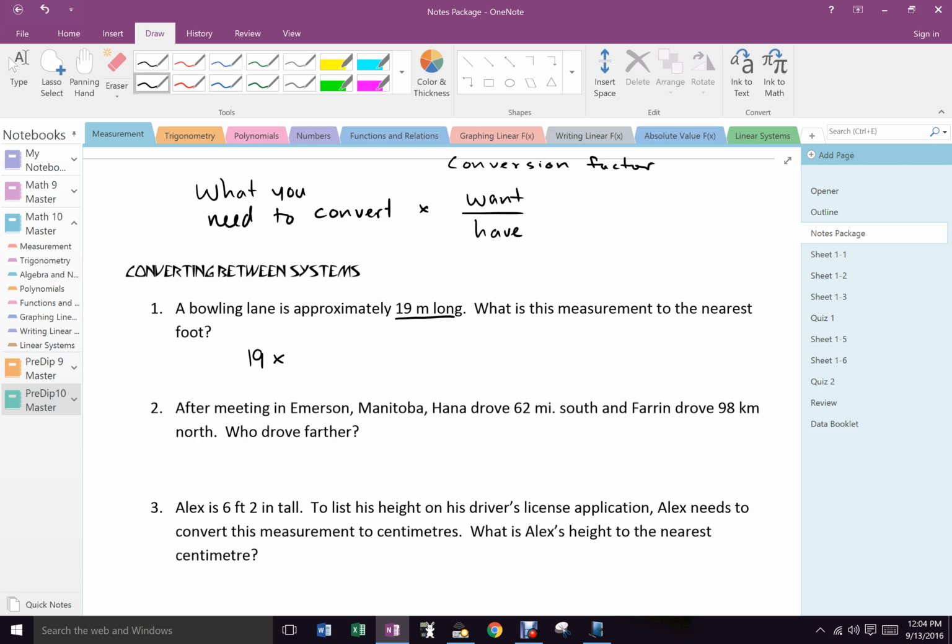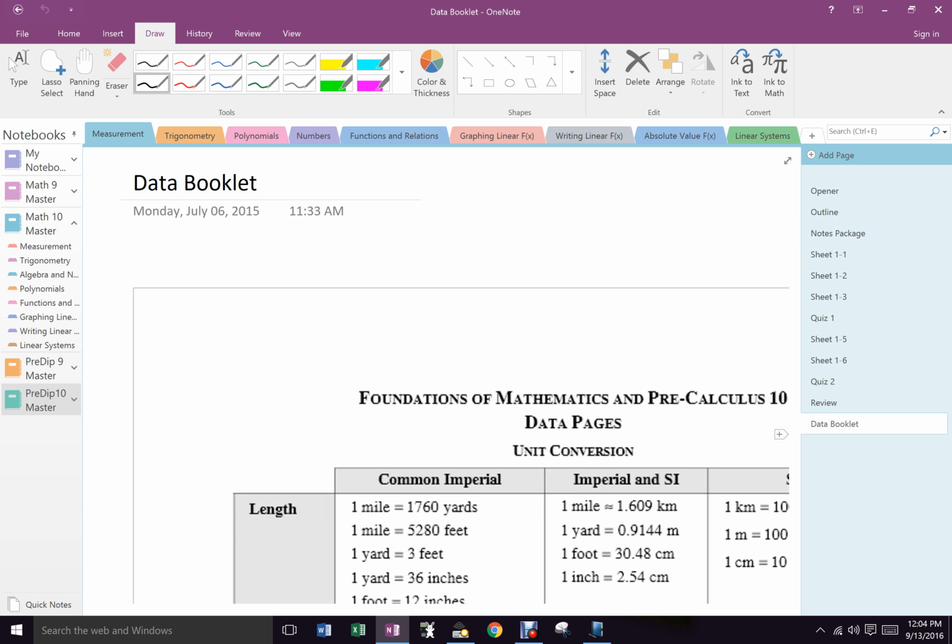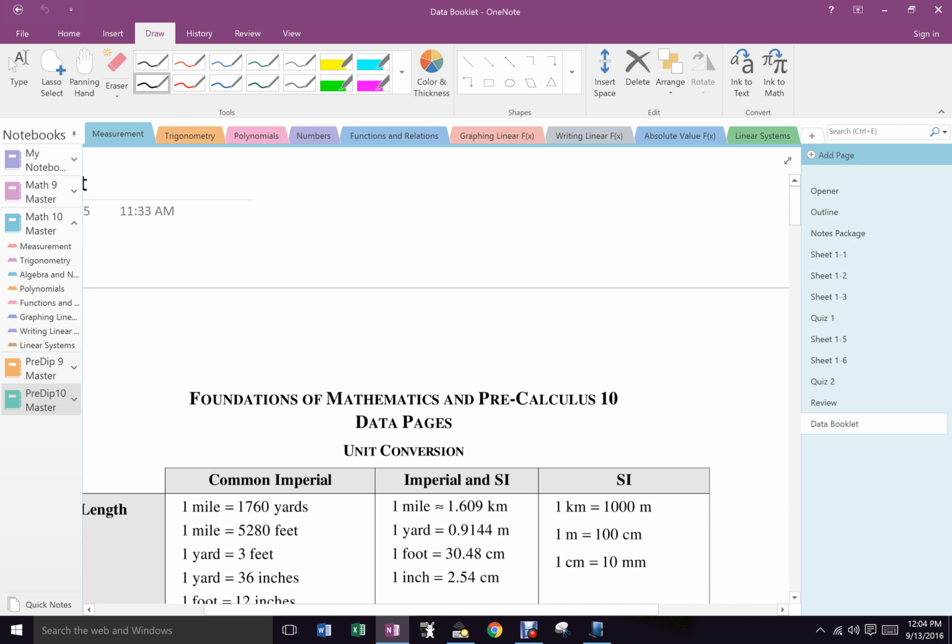All right. Look on your list because we need what we want. What do we want? Feet. And what do we have? Meters. Look on your list and see if you can find feet in meters. Can you? No, you don't have feet in meters. What do you have? Feet and centimeters.